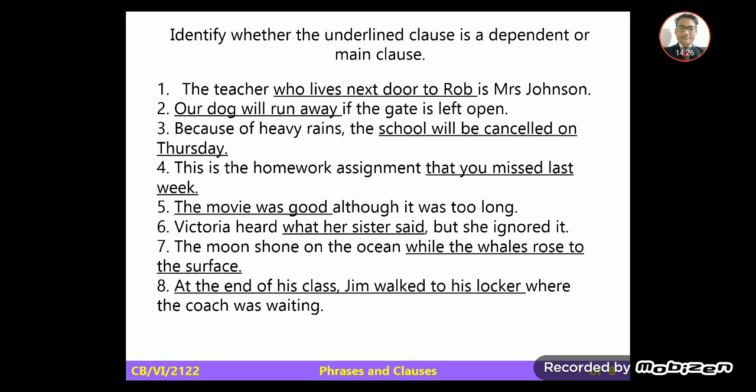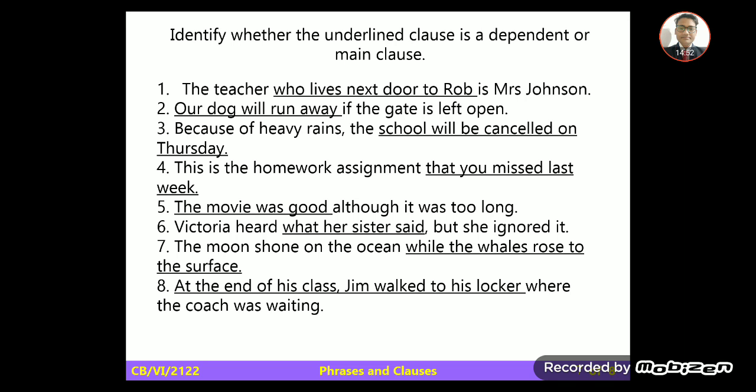Now let's see the first one. The teacher who lives next door to Rob is Mrs. Johnson. So, who lives next door to Rob? Is that dependent or independent? What do you think? Is it depending on another sentence or not? You need to think, then you can answer me.